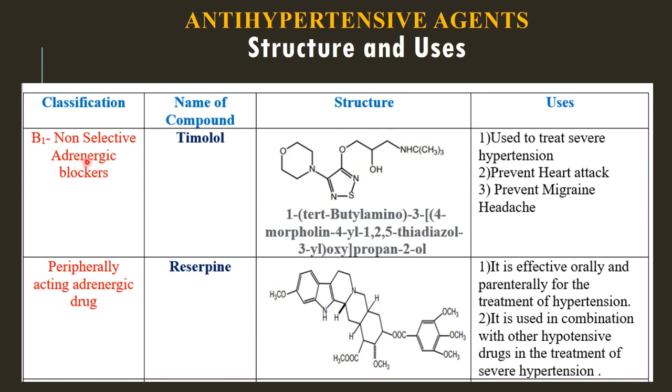The next classification is the beta non-selective adrenergic blockers: timolol. In timolol, we can see the thiadiazole ring is present, and an oxy group is also present over here, and this OH is present, like propranolol. So it is tertiary butyl amino, then a morpholine group is present, and then 1,2,5-thiadiazole, 3-yl oxy propan-2-ol. Uses: it is used to treat severe hypertension, prevent heart attack, and also to prevent migraine headache.